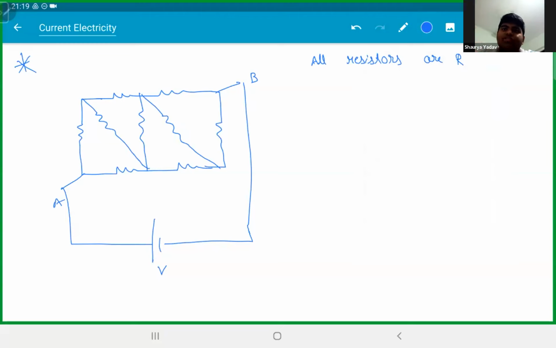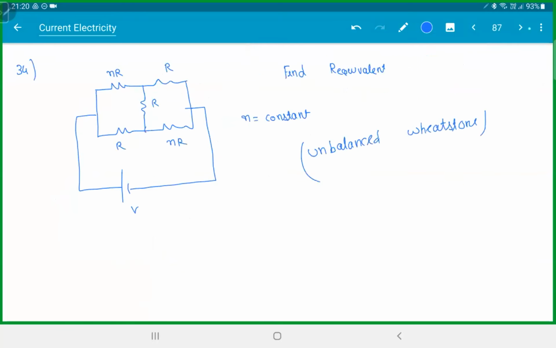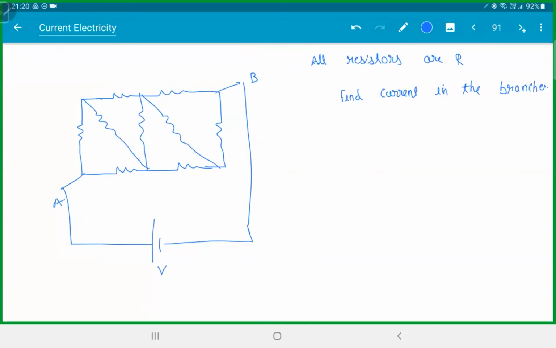So what do we have to find, sir? Find R equivalent, or find the voltages at the nodes, or find current in the branches. Anything. Find current in the branches. You can give this as a question only. Wait, 35. Think, I'll give you 3 minutes. It's a good one.